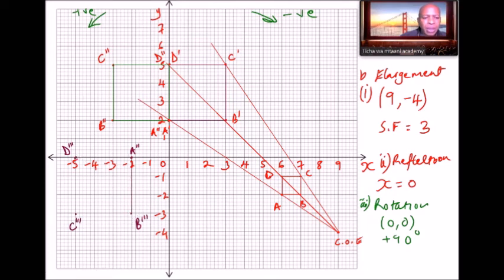So you use a ruler and you join the 4 points, you come up with our square. That is the third image. So that is how you get that image. Let's see how to do part C of the question.